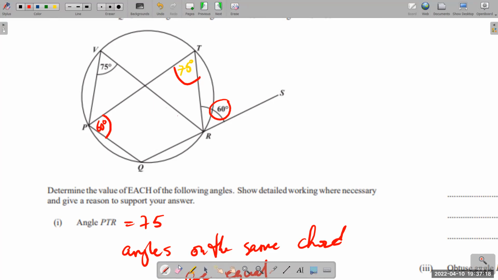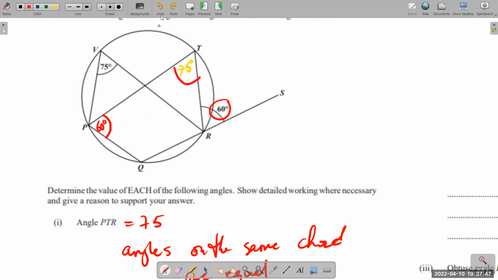But everybody see what I just showed you? The external is equal to the internal opposite. Remember, this is the internal opposite. This could never be the opposite. Why? Because it's right next to it. Everybody see the difference between what opposite looks like? So please make sure you see and understand what opposite looks like, okay?